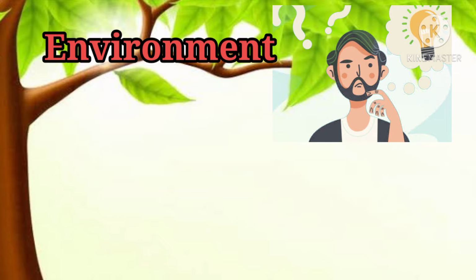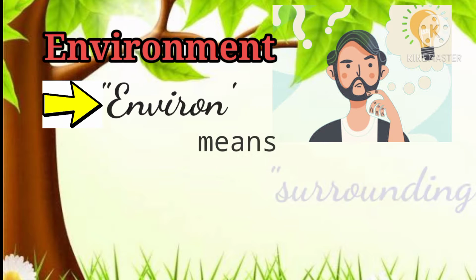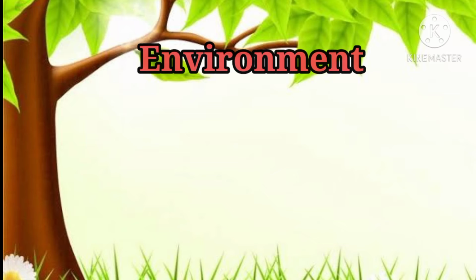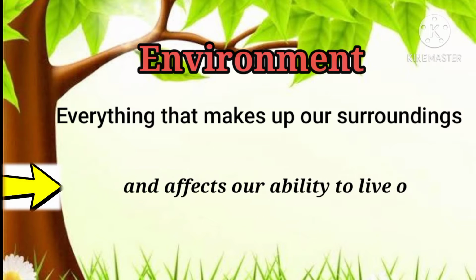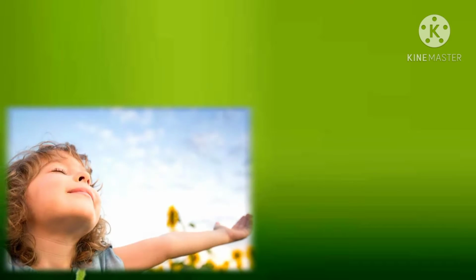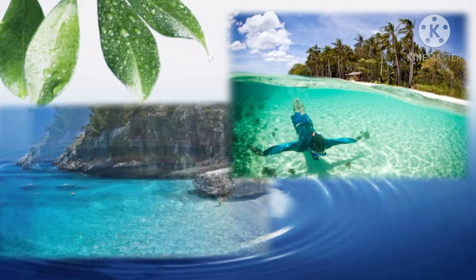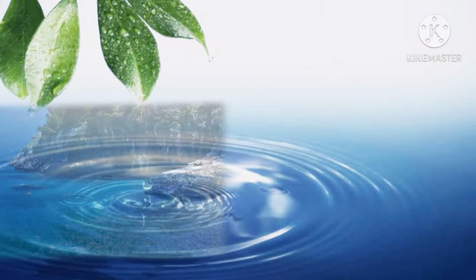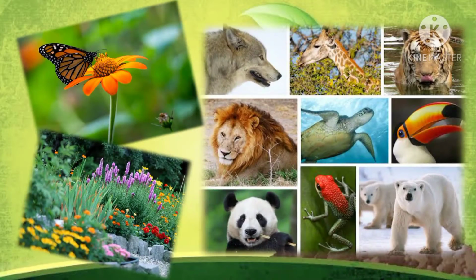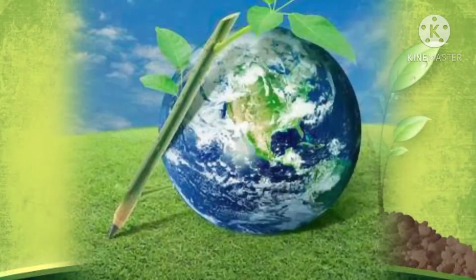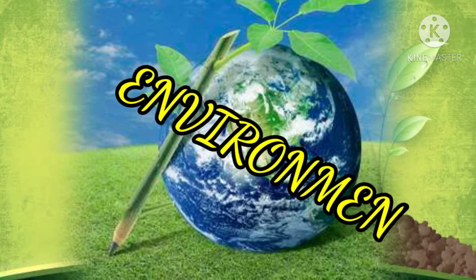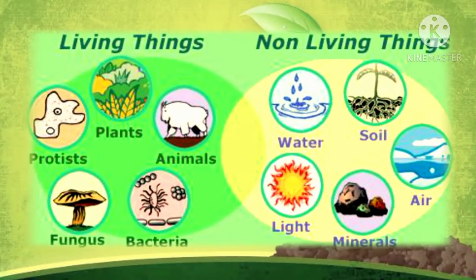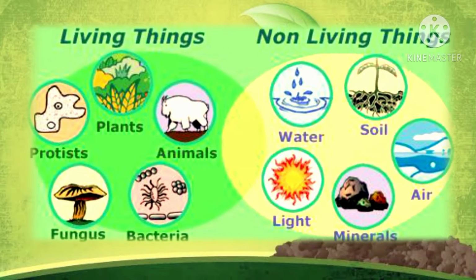The word environment comes from the French word environ, which means surrounding. It simply means that environment is everything that makes up our surroundings and affects our ability to live on the earth: the air we breathe, the water that covers most of the earth's surface, the plants and the animals around us, and much more. In other words, all that surrounds living things and affects their growth and development is called their environment. Both living and non-living things form the environment.